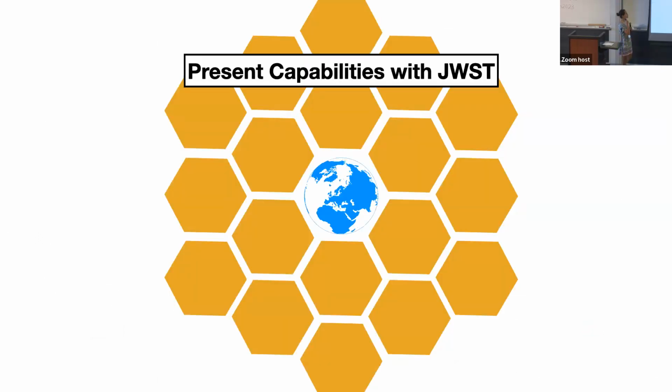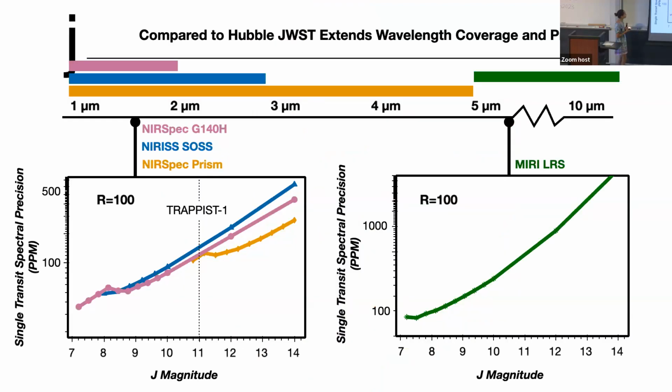And of course, all hope is not lost if you're feeling helpless. I used to really think about this as future capabilities, but now we're really in the present of JWST observations, which is incredible. Compared to Hubble, JWST extends the wavelength coverage and precision by a lot.